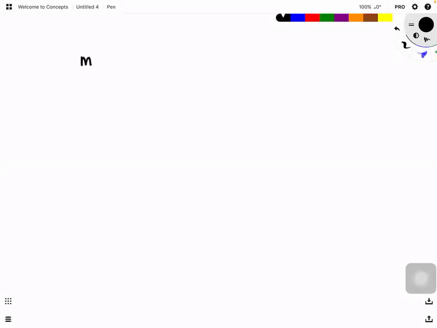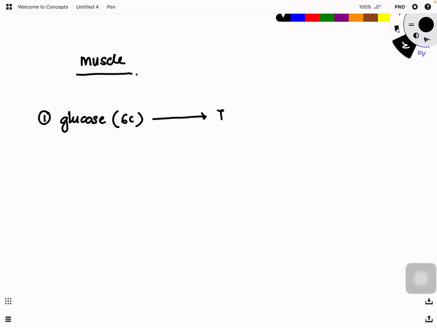So in muscle cells, now, mammal muscle cells. Again, same thing. We start with the glucose. One molecule of glucose, six carbons. First, we split it into triose phosphate, so two molecules, three carbons each, and then we get the pyruvate, two molecules, three carbons.